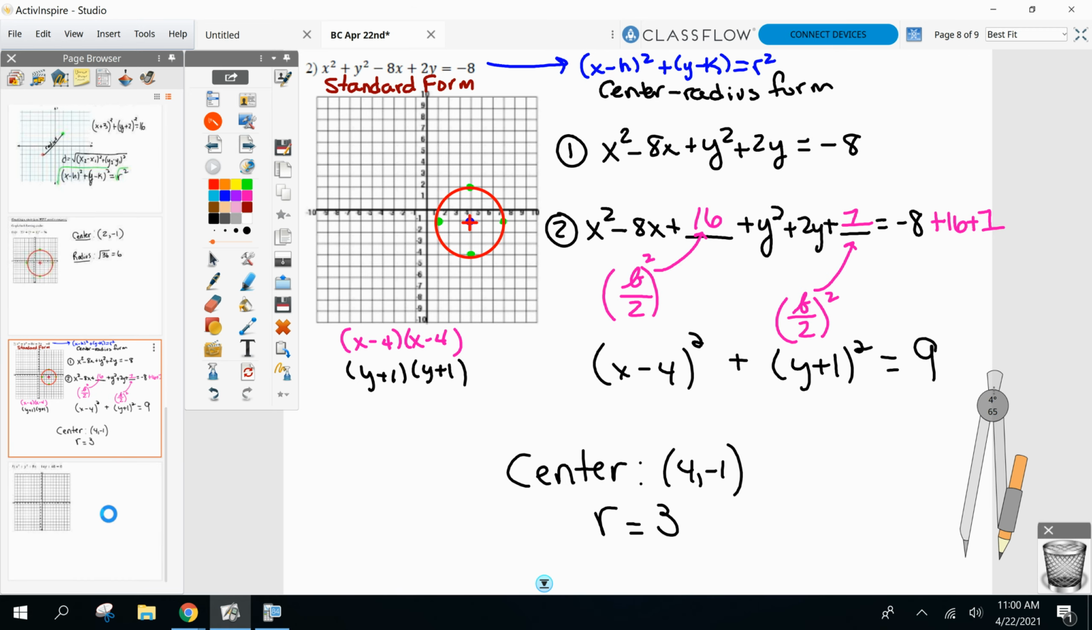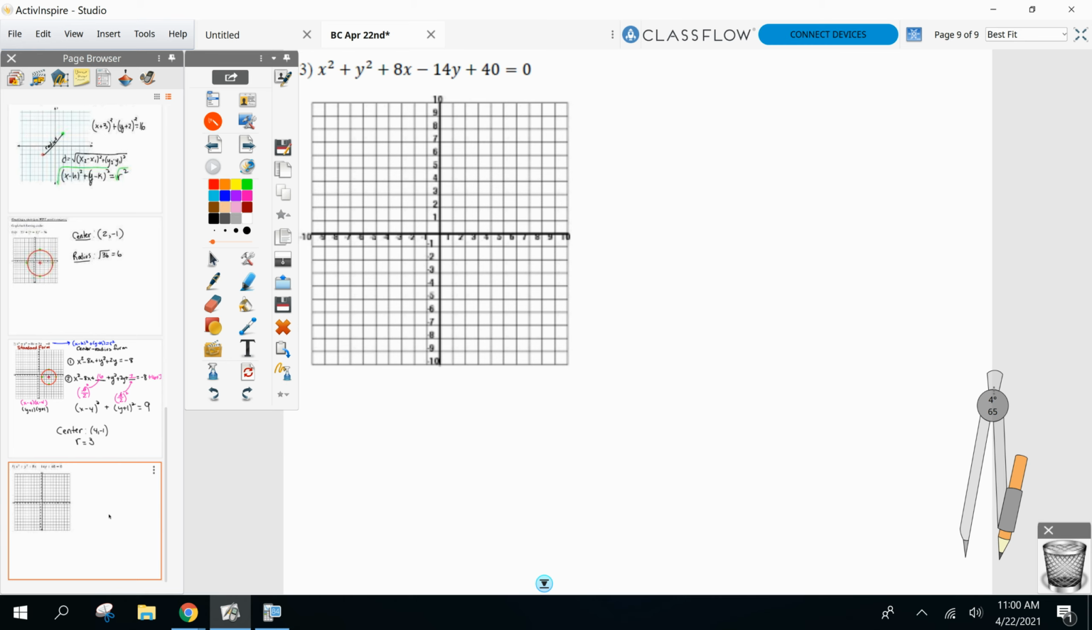All right, you'll notice on this last one, it's in standard form. So again, we need to get it into center radius form. First step, rearrange everything so your x's are together and your y's. In this case, the constant 40 needs to go to the other side. X squared plus 8x plus y squared minus 14y now equals negative 40.